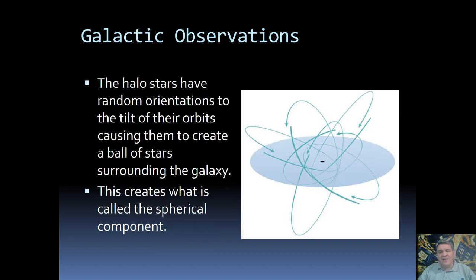When we look out at the halo, these stars are not all moving in the same plane and not all in the same direction. So because of that, we have them going every which way. When we trace out their orbits, it creates this kind of ball shape to it. So because of that, this is referred to as the spherical component. So the halo is also known as the spherical component.